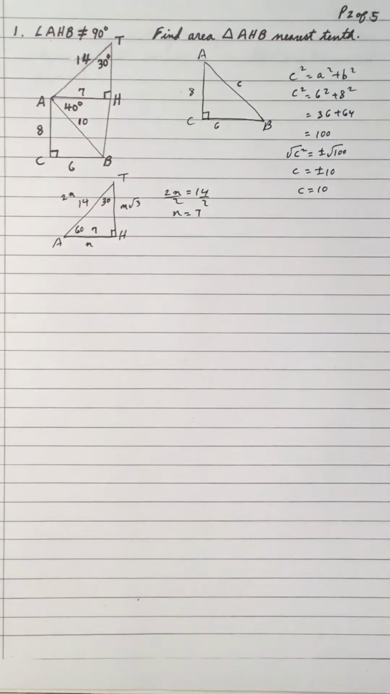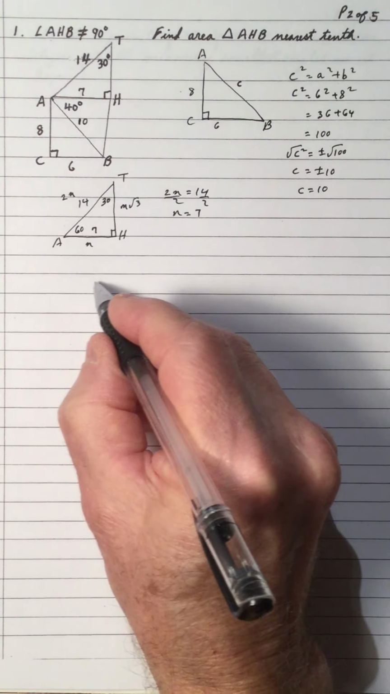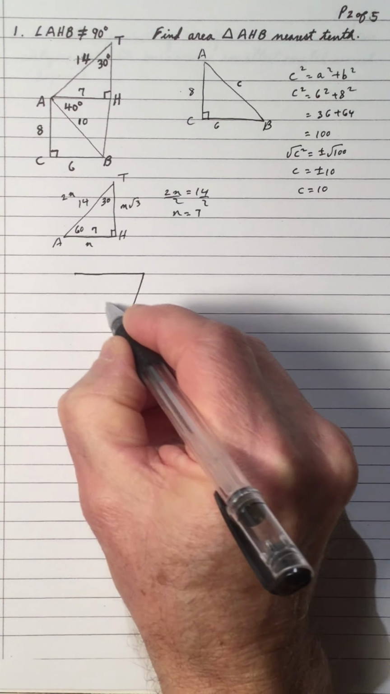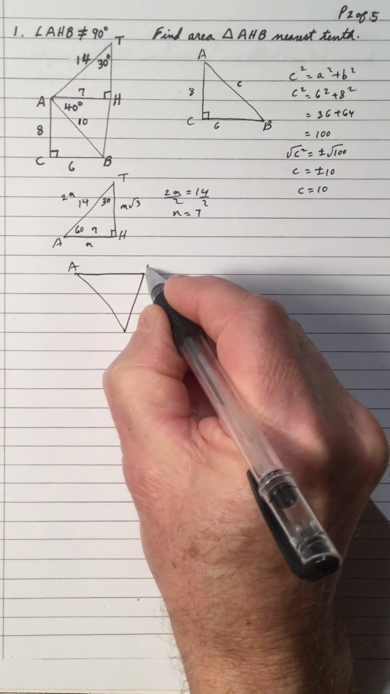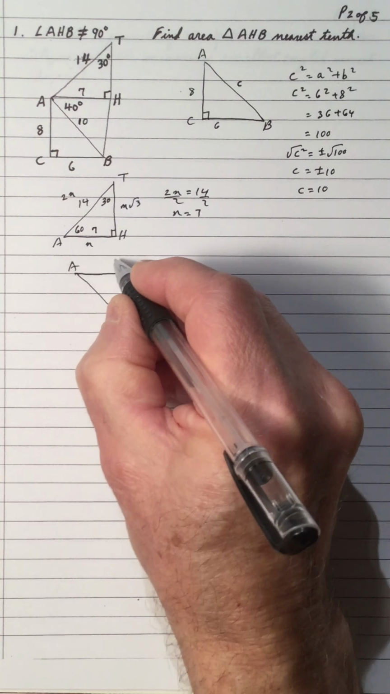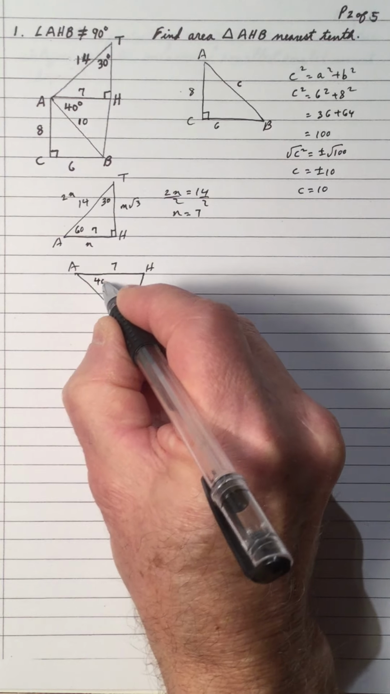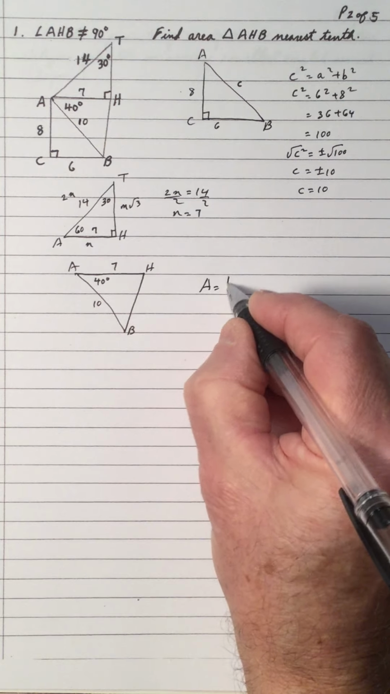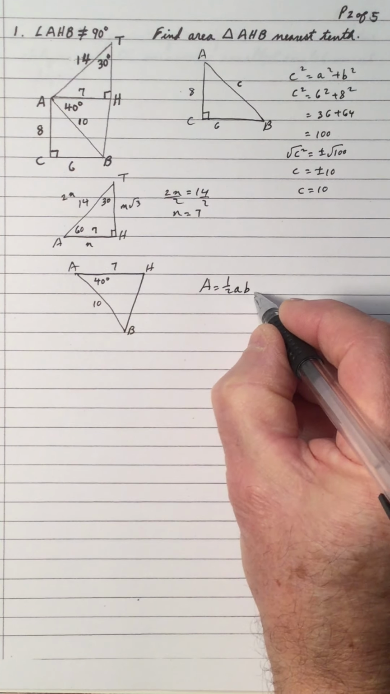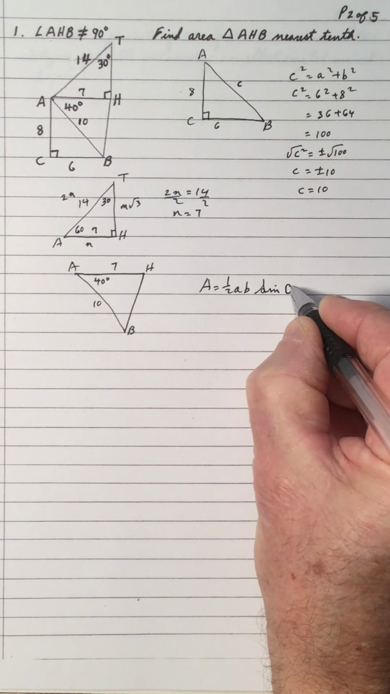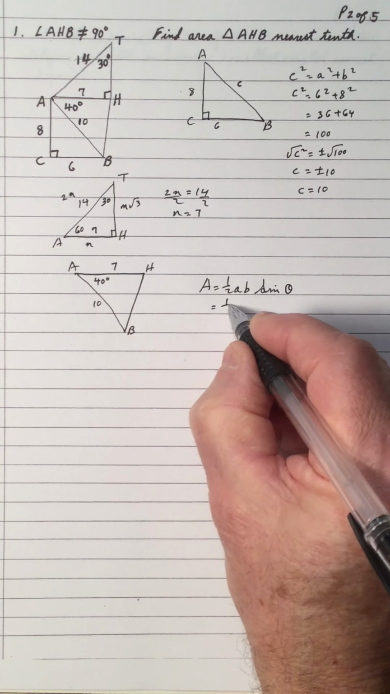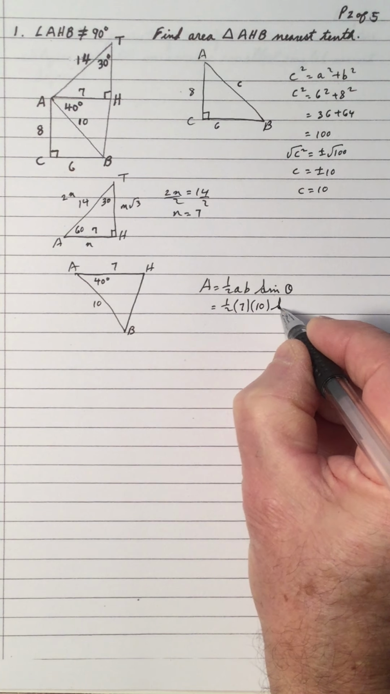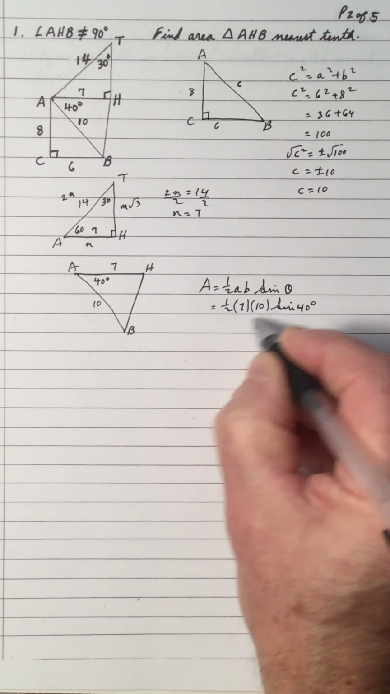So now we have a triangle, and let's draw that triangle separately. Here it is here. This triangle is AHB. We have a 7, a 40, and a 10. So now we can get the area of this triangle by a half ab sine of the included angle, which we're going to call theta. So there's a half, a is 7, b is 10, and we have the sine of 40 degrees.